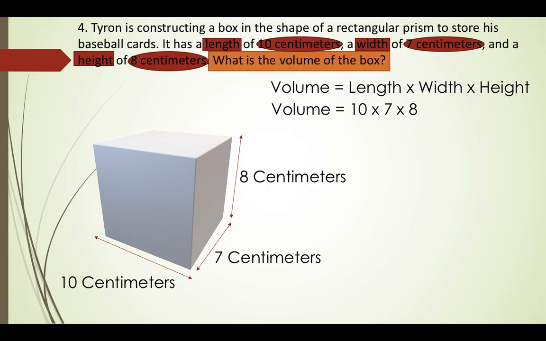Now, like I said, you can either do 10 times 7 first or 8 times 7 first. I'm going to do 10 times 7, which is 70. 70 times 8, I know it's a little tricky. I'm going to take the 0 out of 70 and just do 8 times 7 first, which I know is 56, and I'm going to add my 0 on. So it's going to be 560. My unit is centimeters, and I know when I'm working with volume, it's going to be centimeters cubed. So my answer would be 560 centimeters cubed.